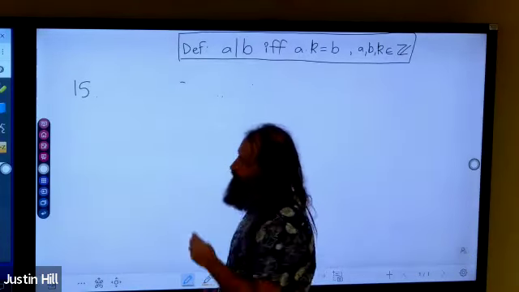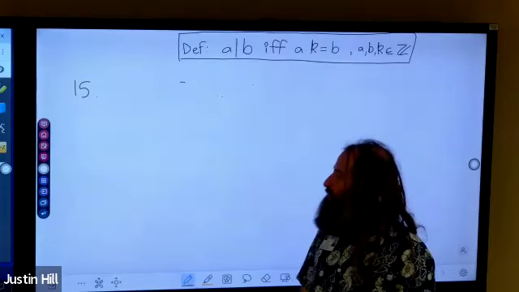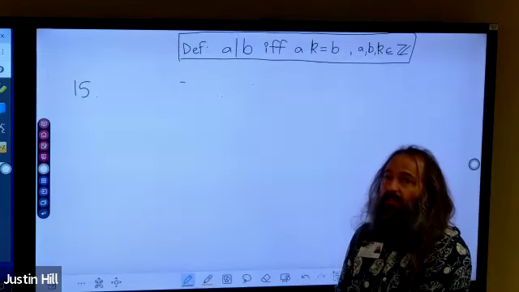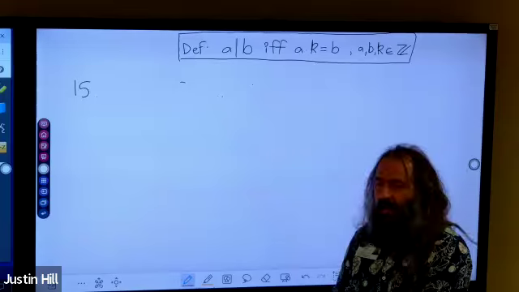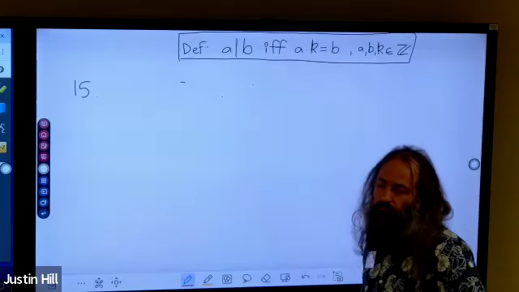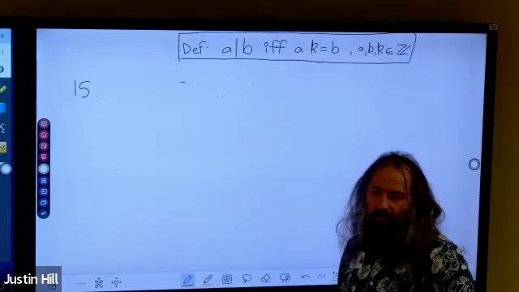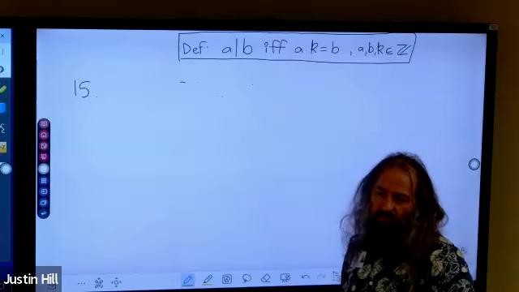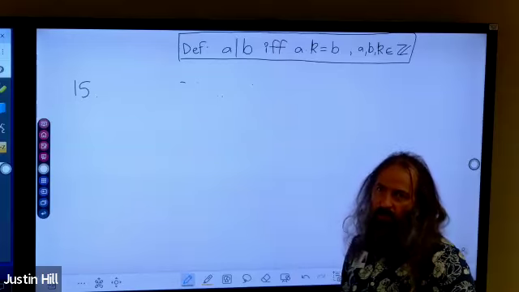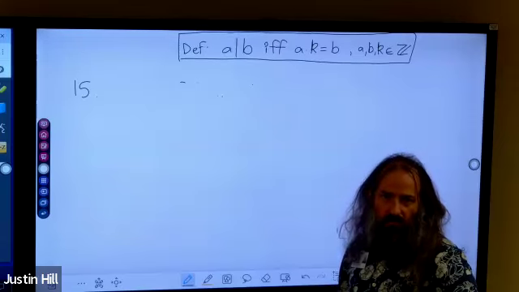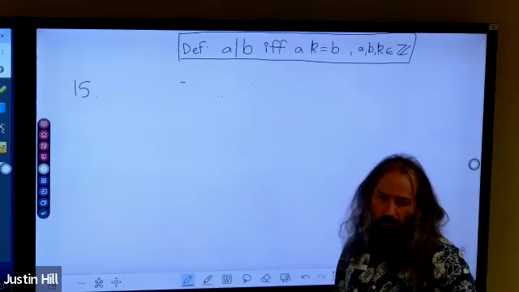So in 15, we want to prove for all integers A, B, and C, if A divides B and A divides C, then A divides B plus C. And before I even write the statement up there, I want you guys to take a second and tell me, what is that trying to say? Tell me informally, just brass tacks, what are we really trying to prove here?